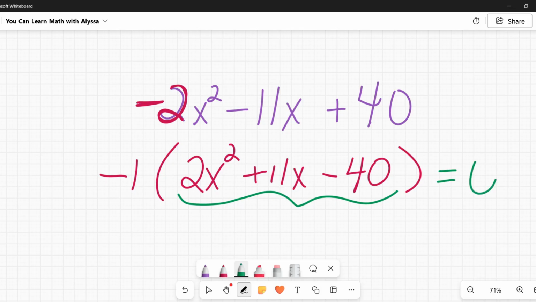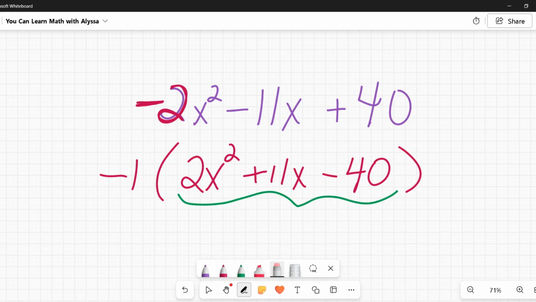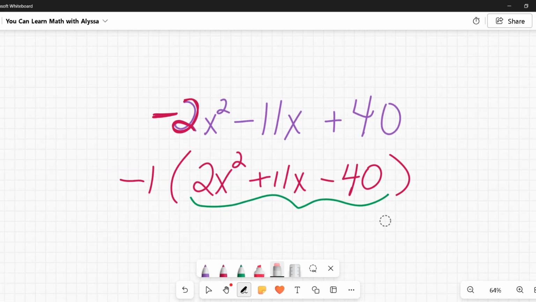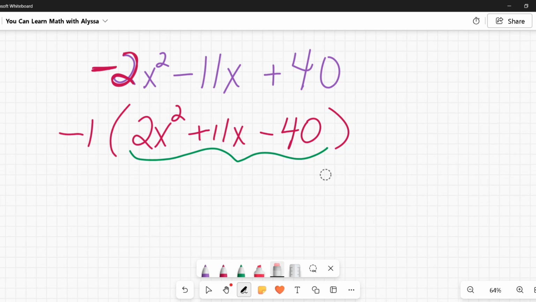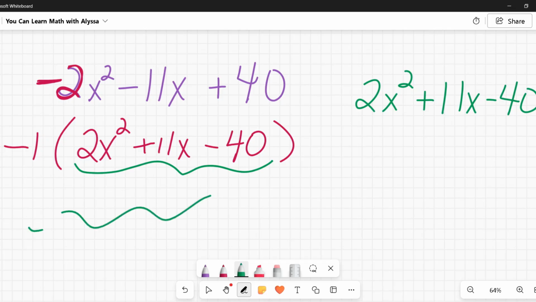Again, if this is an equation and equals 0, you could at this point get rid of the negative 1 by dividing everything on both sides by negative 1. But if you are just factoring, not equal 0, you can't forget about it. You have to take it along for the ride. Okay, so I'm going to go over here separately. Handle this 2x squared plus 11x minus 40. This is not my main factoring area. That negative 1 is still there. I'm just dealing with this by itself.